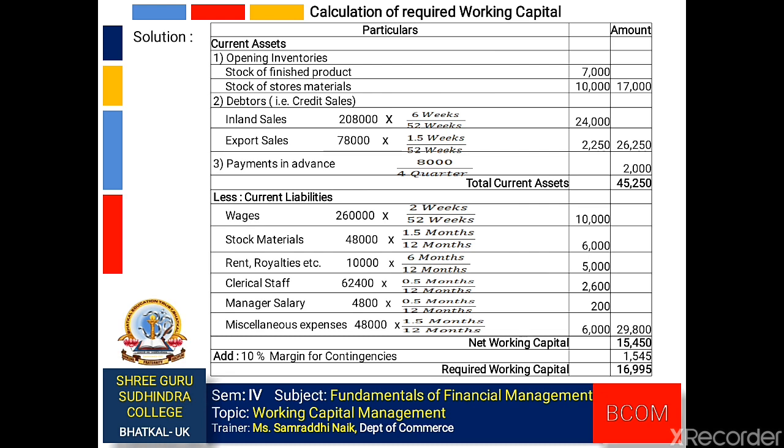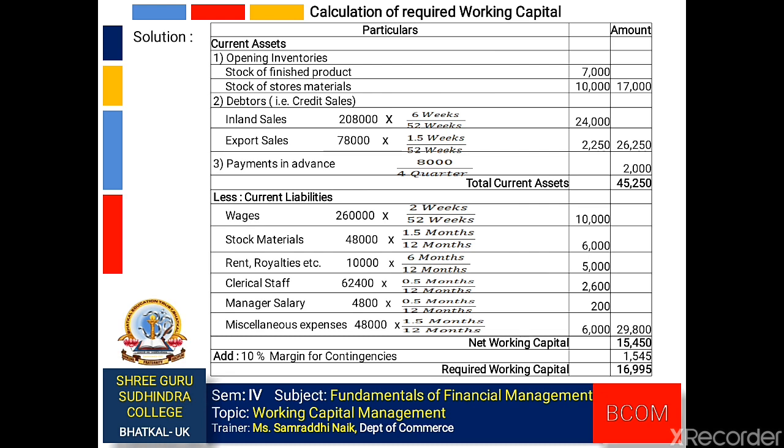Then we must deduct current liabilities. In that, first one, wages. The illustration shows rupees 2,60,000 per year. But we must consider only 2 weeks. So the amount should be 2,60,000 into 2 divided by 52 weeks, that is rupees 10,000. Second one, stock of material, rupees 48,000 per year. The illustration shows it only for 1.5 months. So the amount should be 48,000 into 1.5 divided by 12 months, which is equal to rupees 6,000.